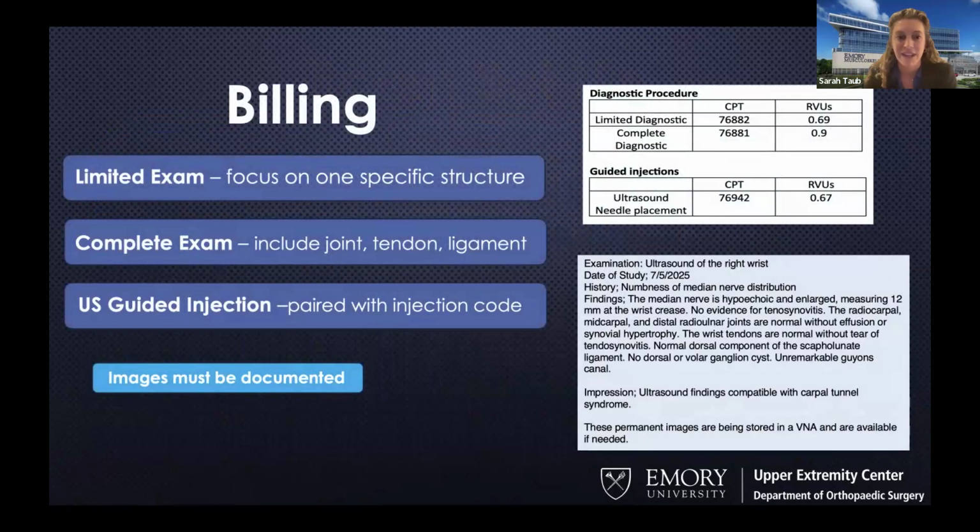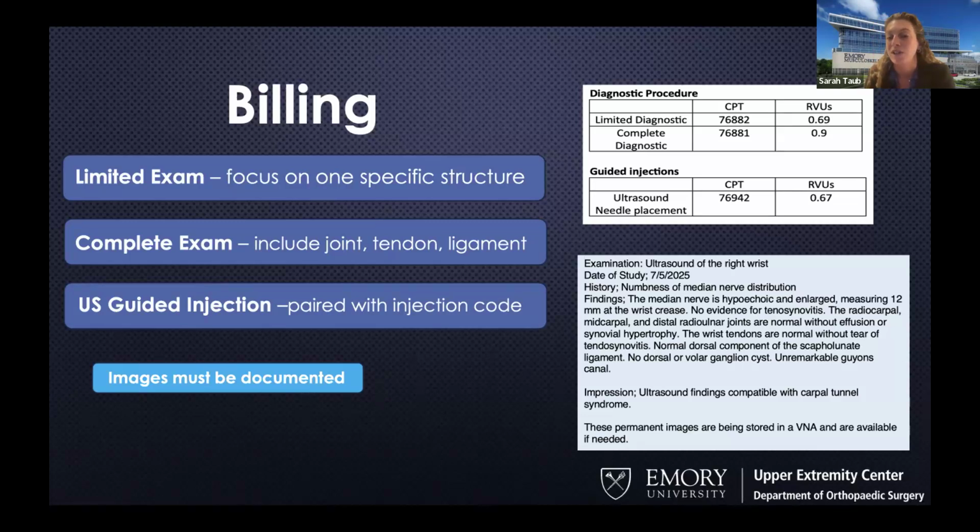Okay, this is the boring slide, but take a screenshot. To bill for ultrasound, you do have to have all the images saved, so they need to be able to somehow go to your PACS system. There's a code for ultrasound guidance of the needle that you'll just tie to the injection code of whatever specific injection you're doing. And then the limited exam, the complete exam.